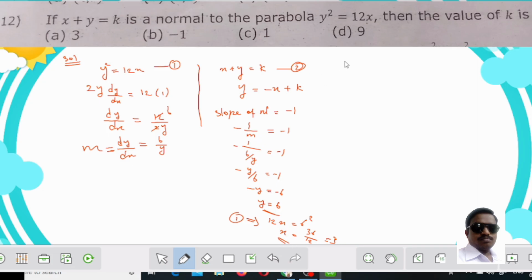And now you substitute both the values in equation 2. You may get the value of k now. From 2, what is k? k equal to x plus y. The value of x is 3, so you substitute 3 here, 3 plus the value of y, which is 6. So 3 plus 6, k equal to 9. So the 9, fourth option is the right answer.